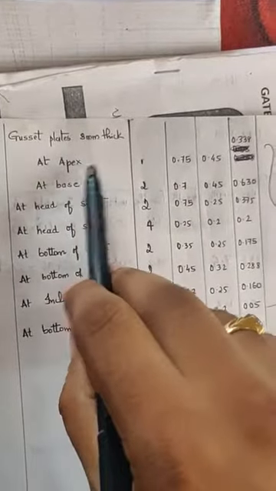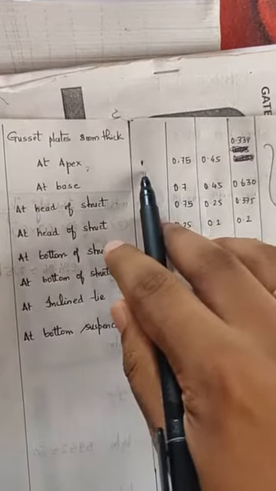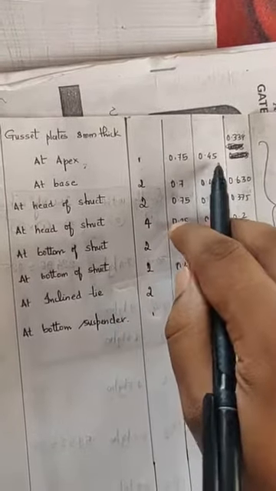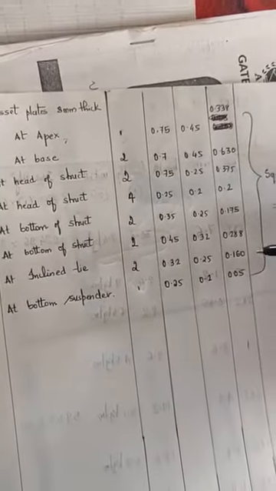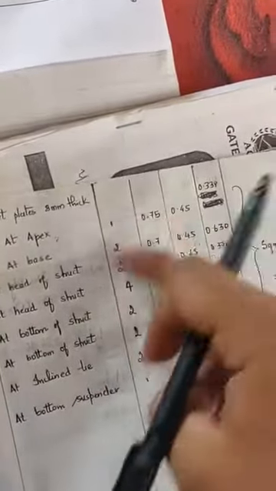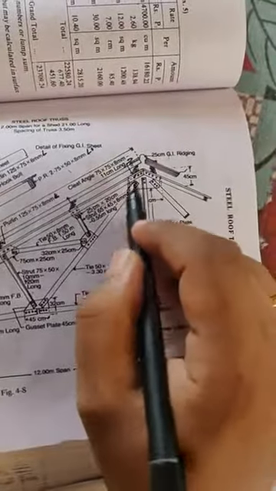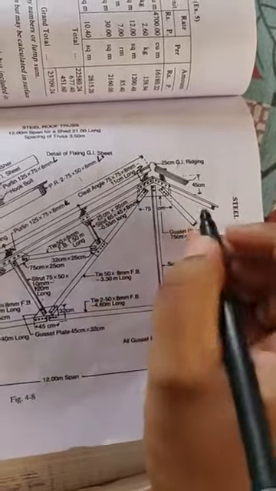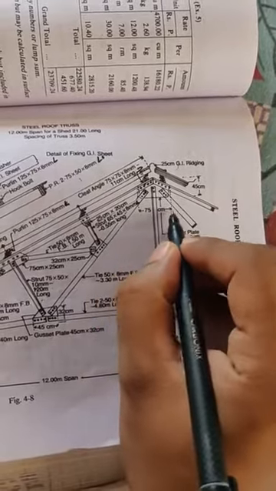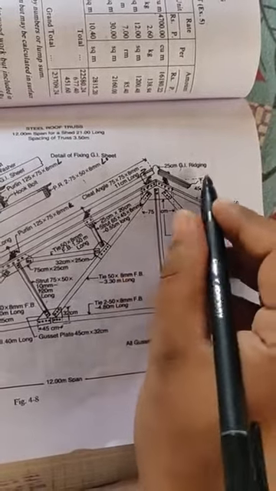So at apex, it is one number and 0.75 by 0.45. So this is a total quantity in meter square. Okay, we'll not look at this now. For instance, we'll only concentrate on the first three columns. So at apex means this is apex or ridge point. So gusset plate size is 0.75 or 75 centimeter by 45 centimeter. So it is only one.